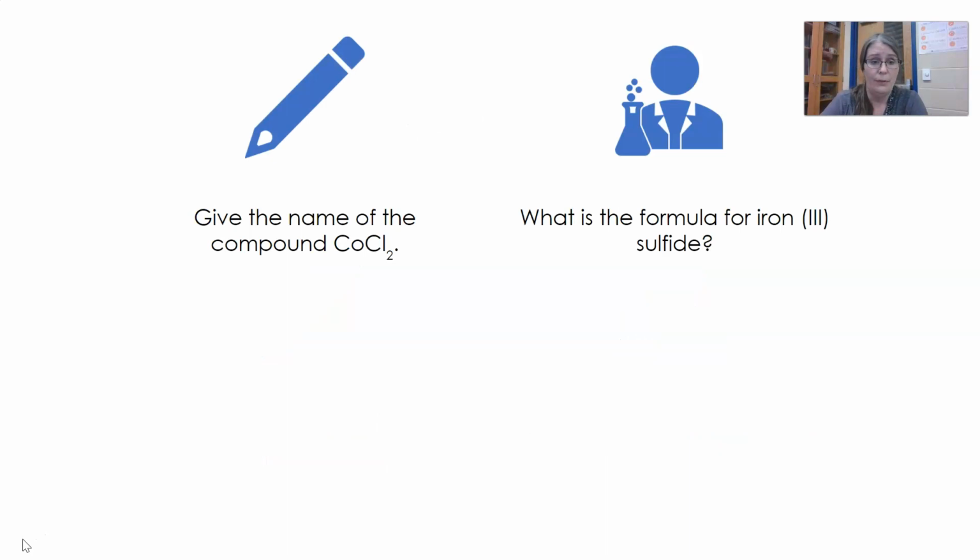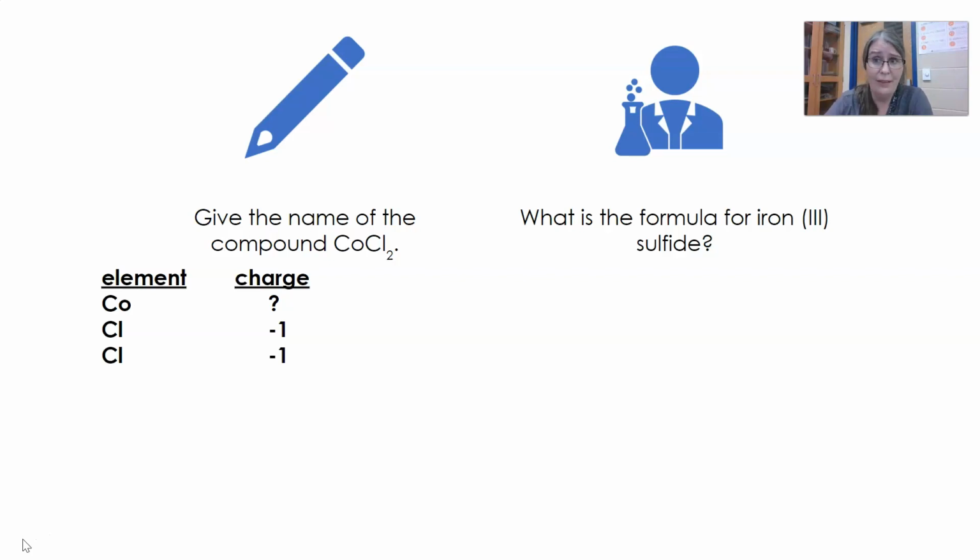Okay, so let's look at these problems one at a time. So if I have cobalt chloride here, since I know cobalt is a transition metal, I'm going to have to figure out what the Roman numeral should be. So like I said, let's break down the formula. 1 cobalt, we don't know what the charge is. We have 2 chlorines. Chloride ions are always -1. So in order to make this balance, what does the charge on cobalt have to be?